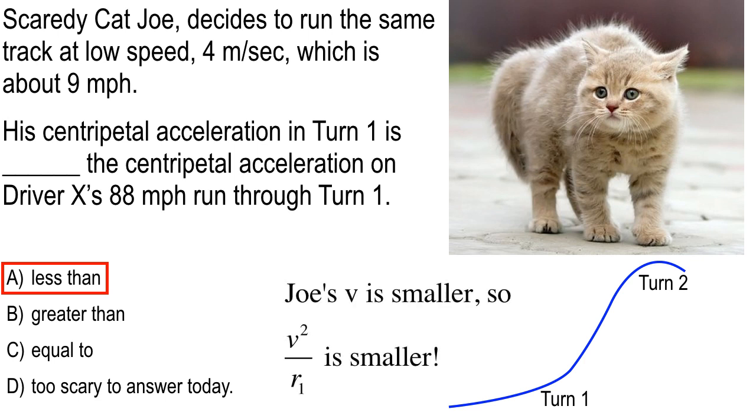And here's the way that you would answer that. His V is smaller, so his V squared over R1 is smaller. Driver X has R1 in the denominator, but he has 88 miles per hour in his numerator, and it's quantity squared. Versus Scaredy Cat Joe's is about 10 times smaller, 9 miles per hour. So driver X has got about 100 times more acceleration at that speed. So his tires have to be 100 times more gripping than Scaredy Cat Joe.